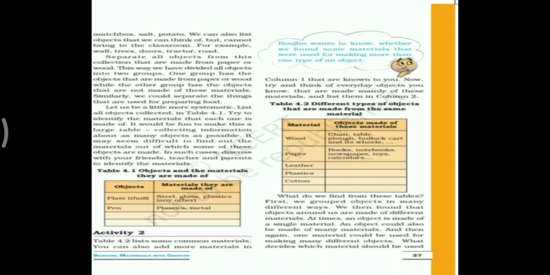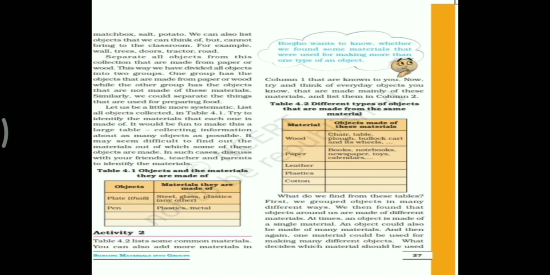You cannot collect them, but all these things are also made up of materials. Bricks we can use for making a wall, and doors are made up of wood. Tractors and roads also. So what you have to do here is separate the things which you have collected, like which things are made from paper or wood, and some things are made from other materials also, so you can group them in different types.